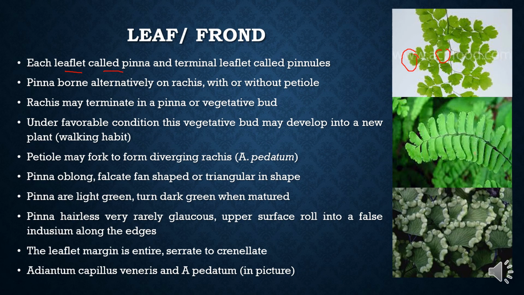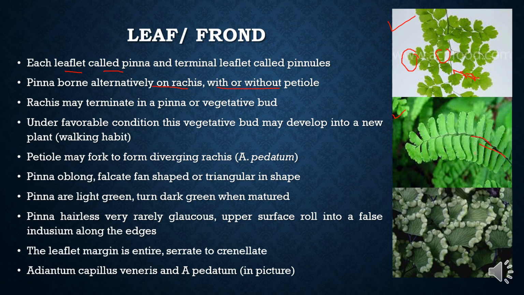Here we see that they have an alternate type of branching and phyllotaxy. So they are borne alternately on the rachis with or without petiole. This is Adiantum capillus veneris, which has a petiole, and on the other hand, this species of Adiantum does not have any. Notice that it does not have any petiole. So it can have or not have a petiole depending upon the species.